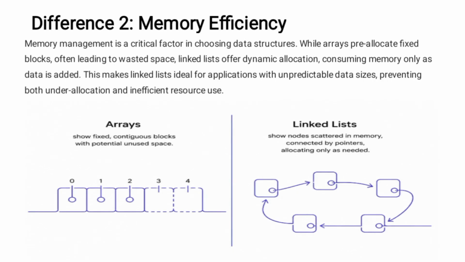So it leads to efficient resource utilization. Moving forward, next is memory efficiency. As we can see in the image, arrays are stored in continuous blocks, but there is a high chance of wastage in memory. Like you can see in 3 and 4, there are no guests or no data. Whereas in a linked list, nodes are attached by pointers and are scattered in memory. They are allocated only as needed.